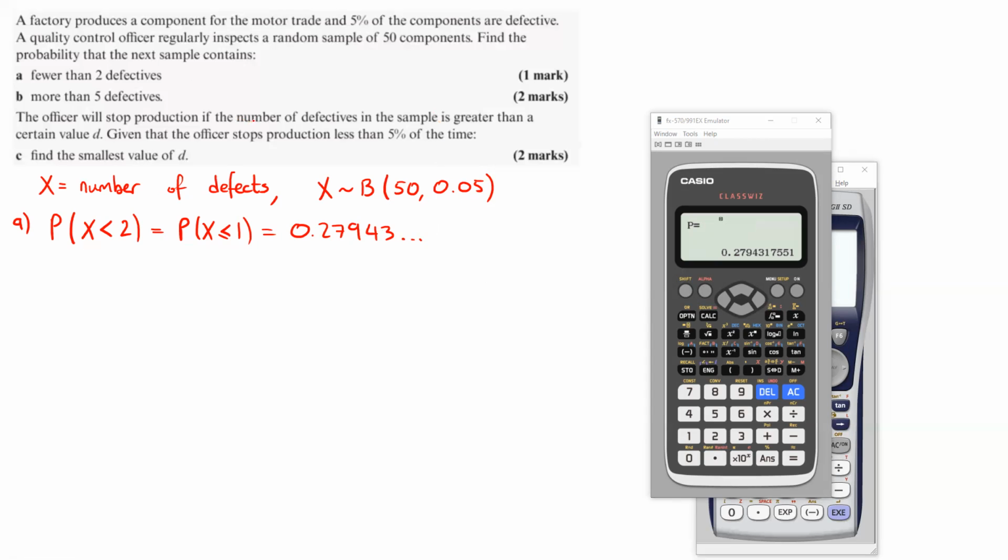What we're doing here, it's just components, isn't it? So there's a 0.2794 probability of defects, I suppose.